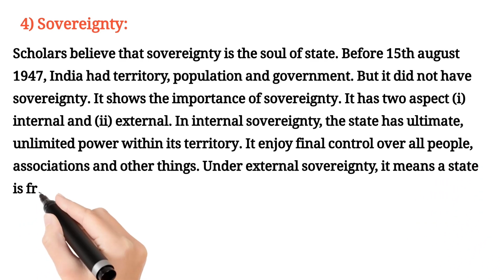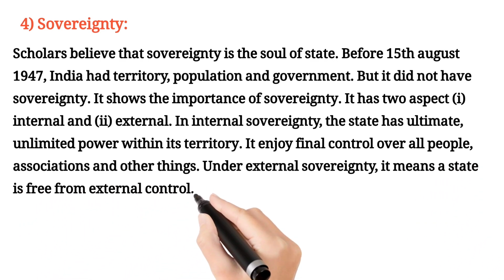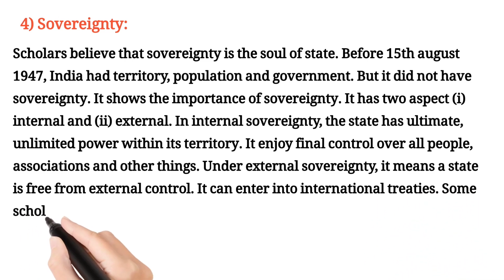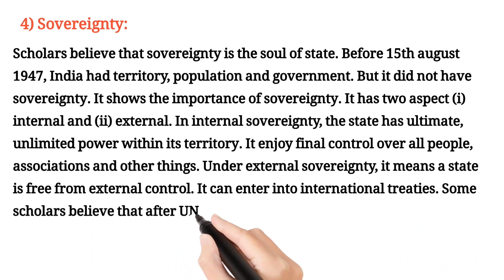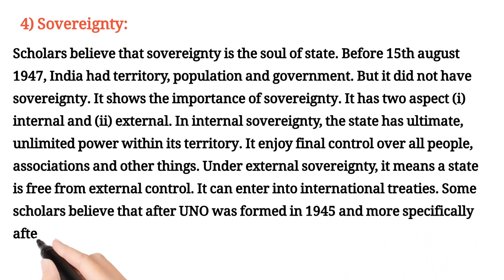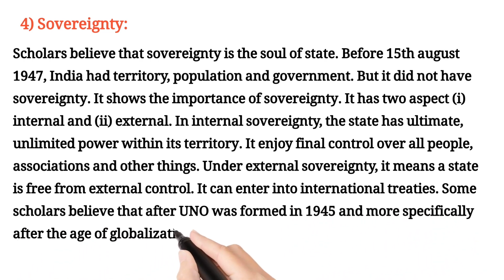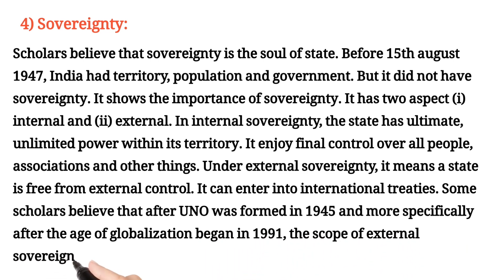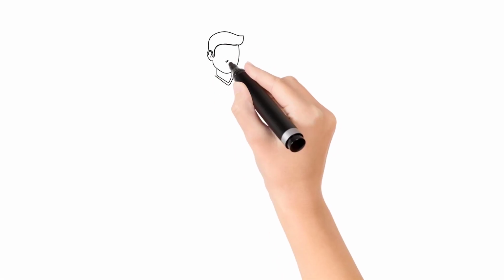Under external sovereignty, it means a state is free from external control. It can enter into international treaties. Some scholars believe that after UNO was formed in 1945, and more specifically after the age of globalization began in 1991, the scope of external sovereignty has shrunk considerably.